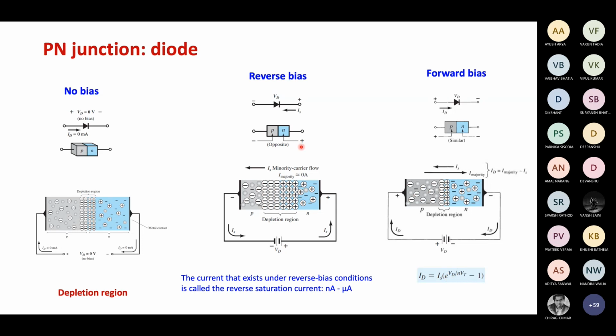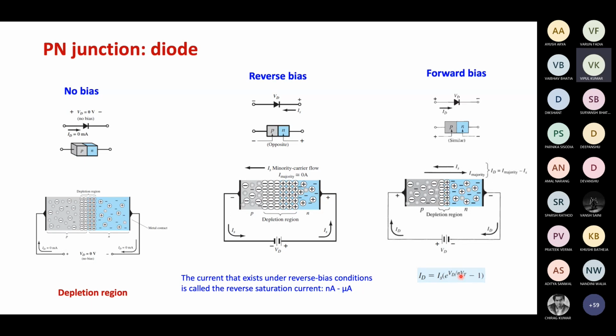In forward bias, the positive terminal of the battery is connected to the P side and the negative terminal is connected to the N side of the junction. In reverse bias, the positive terminal is connected to the N side and the negative terminal is connected to the P side, opposite to the forward bias essentially. As I told you, this diffusion current is related to the drift current as well. So the diffusion component of the current is given as drift current times this exponential, IS times e to the power VD by NVT.